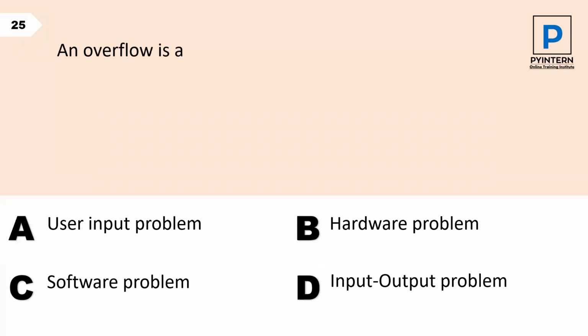An overflow is a user input problem, hardware problem, software problem, or input output problem. So the option user input problem is incorrect, hardware problem no, because the same processor can solve the overflow problem in 2's complement addition. We can solve the problem by taking the carryover. Input output problem, no. The only correct option is C, software problem, because we follow a different algorithm to solve this overflow condition.